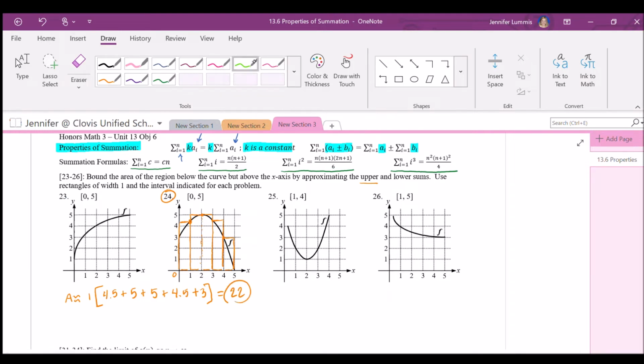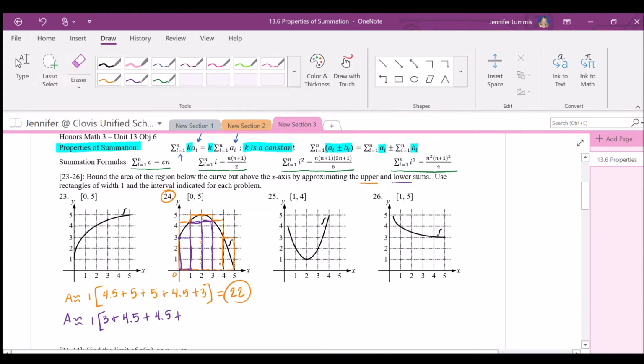So now let's take a look at our lower sum. To do our lower sum, we want to choose the lowest point on the curve. From 0 to 1, that lowest point would be at 0, where the height is 3. For the next rectangle, from 1 to 2, when x is 1, that would be my lower point. That would be 4.5. From 2 to 3, the lower point would be when x is 3, again at 4.5.